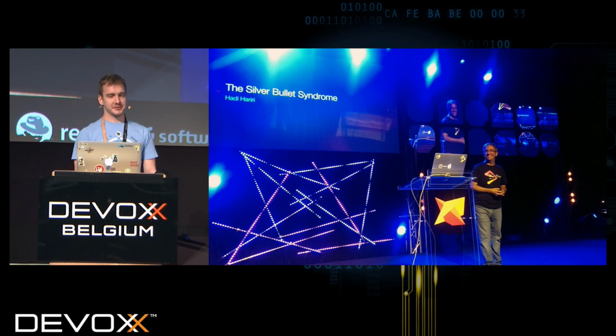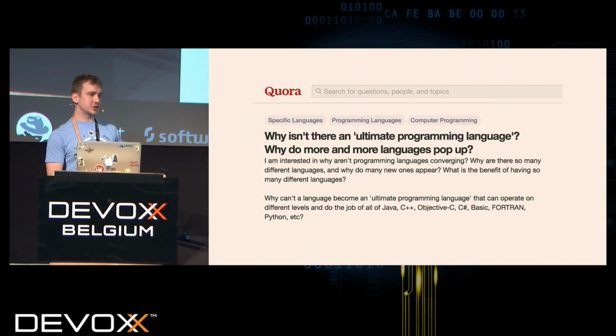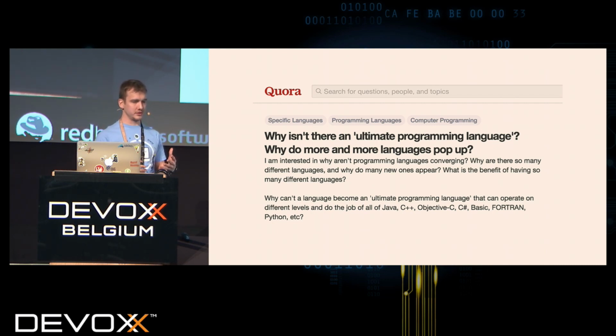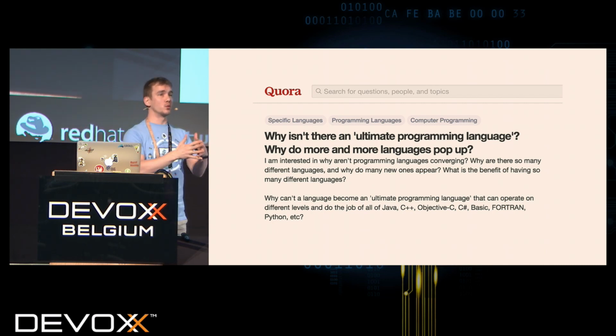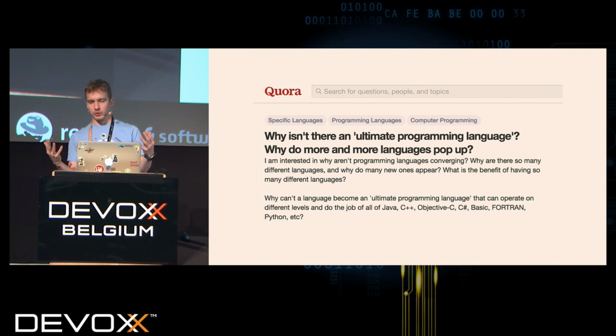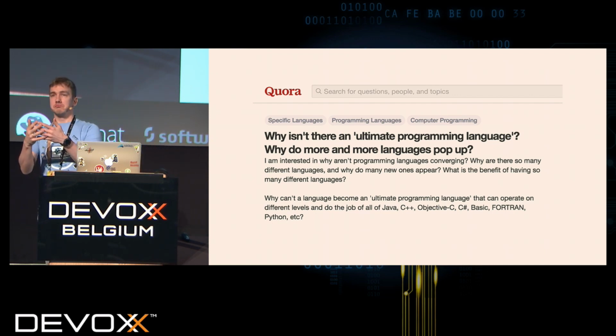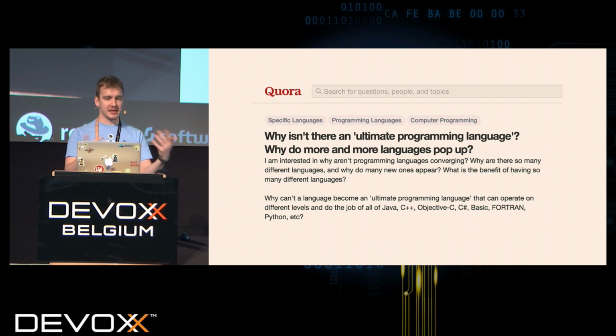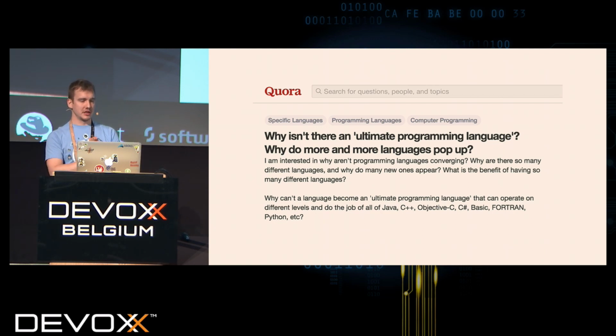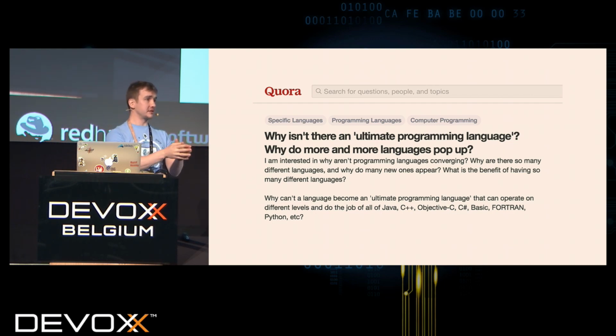The rest are safe. So the next question that we want to ask after asking why there are so many: we would like to know, are there any languages that could be called the best? What's the ultimate programming language? And why do we create new languages all the time? The answer to that is very simple.